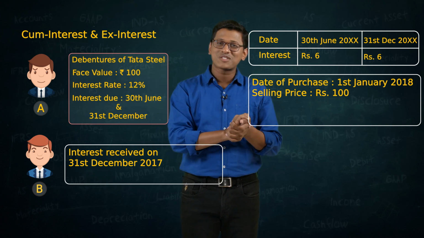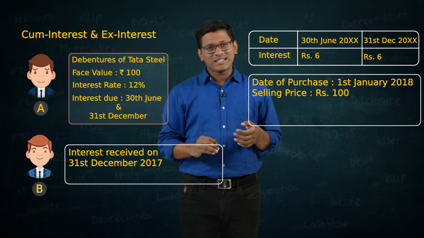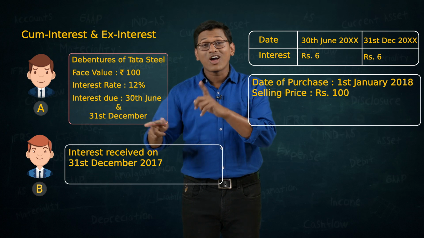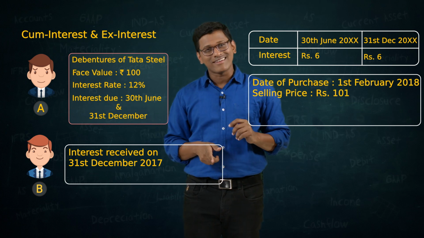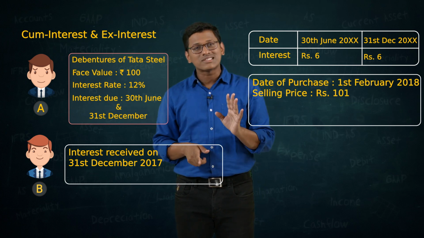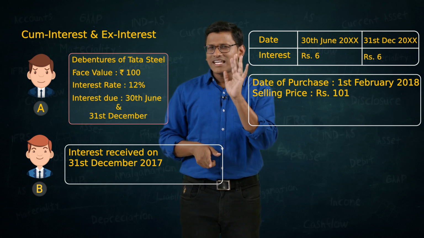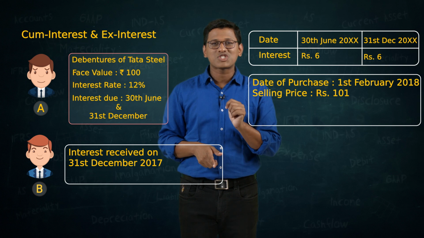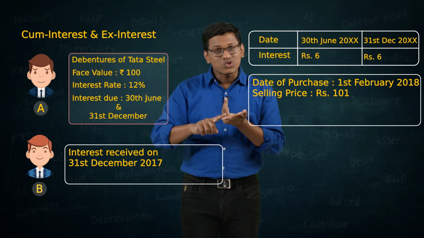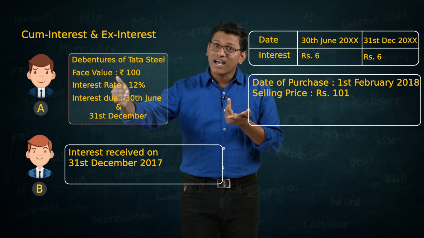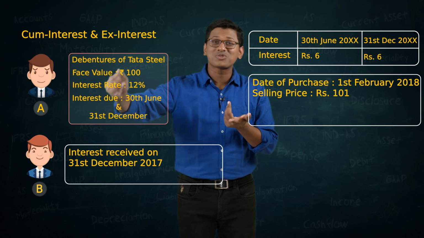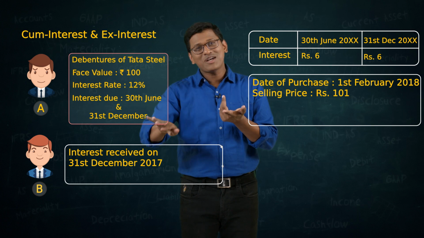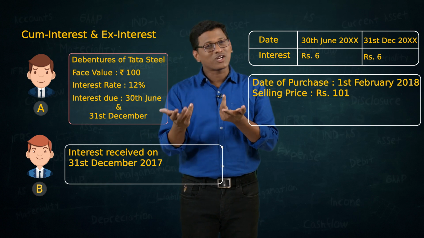Now listen carefully, friends. You are purchasing the same debenture from your friend not on 1st Jan, but on 1st February 2018. Then say at the same 101 rupees. If your friend is selling it at 101 rupees to you, is that person still making profit? No, that person is not making profit. Why? Actually, that person received last interest on 31st December 2017. For the month of January, interest is earned by your friend. Earned but not yet received.